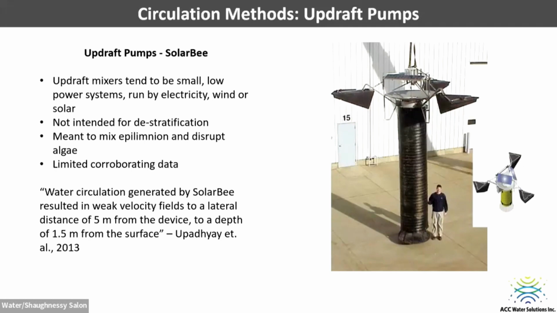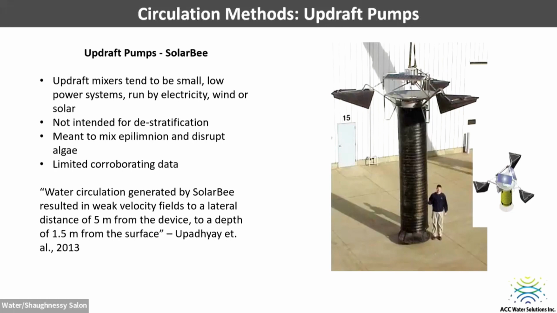There were thousands of these things put in all over the world, Europe, Canada, the United States. The problem is they do not create enough water movement to actually deliver oxygen to the sediments or even increase the oxygen in the upland all that much. The quote that's on there: water circulation generated by solar bee resulted in weak velocity fields to a lateral distance of 5 meters from the device to a depth of 1.5 meters from the surface. So this is a peer-reviewed paper analysis of solar bees and how well they work.